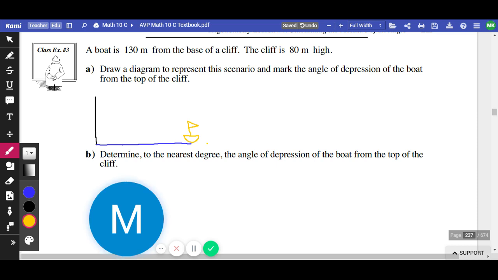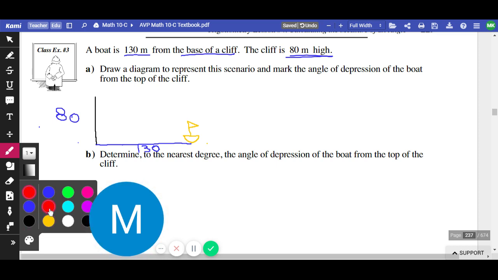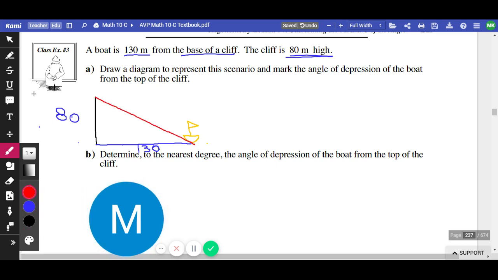Now I read the question again and I try to label things. It says a boat is 130 meters from the base of the cliff. That means from the bottom of the cliff, so down here, I have 130. The cliff is 80 meters high. Currently, we do not have a right angle triangle. We need to add one more side to it. I'm going to add this side right here, and now I have my 90-degree triangle. I don't know what I'm looking for yet, but I've drawn a diagram that represents the question.